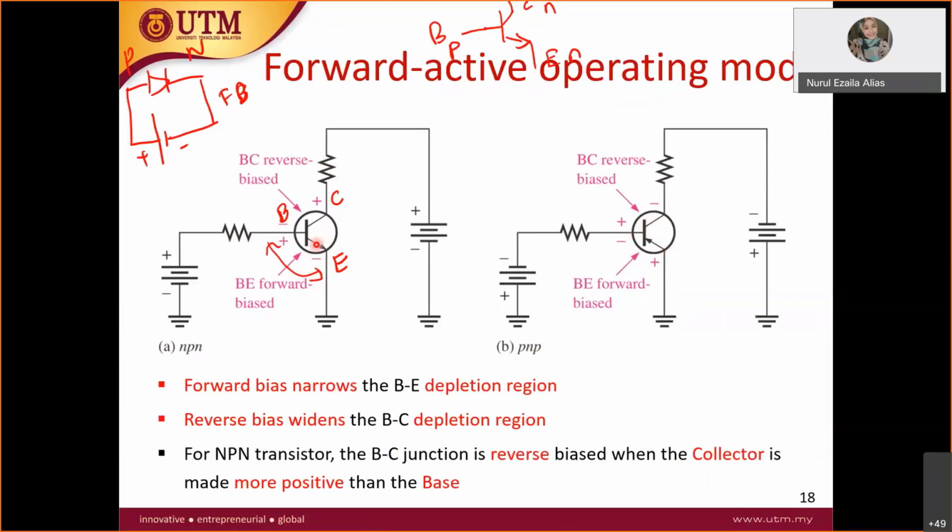So for forward bias, this junction, base to emitter, will narrow, or the depletion region becomes narrower, therefore it will allow current to pass through. For the reverse bias, the depletion region will widen. So for NPN, the base to collector junction is reverse biased when the collector is made more positive than the base. What is more important is at this side. So let's take a look at how it behaves.